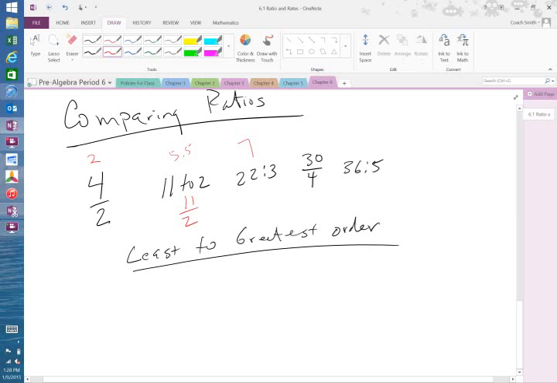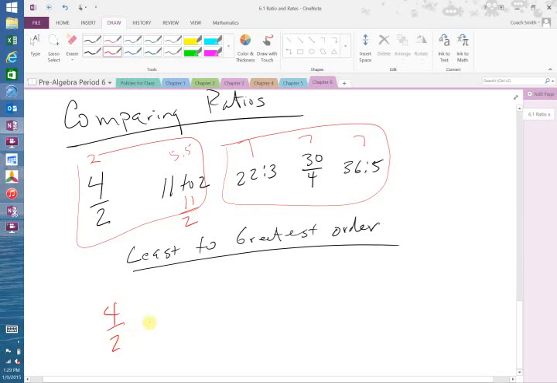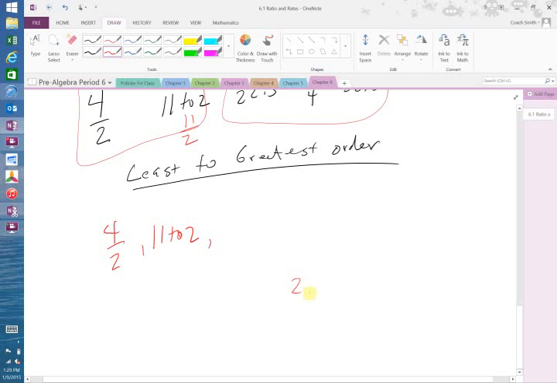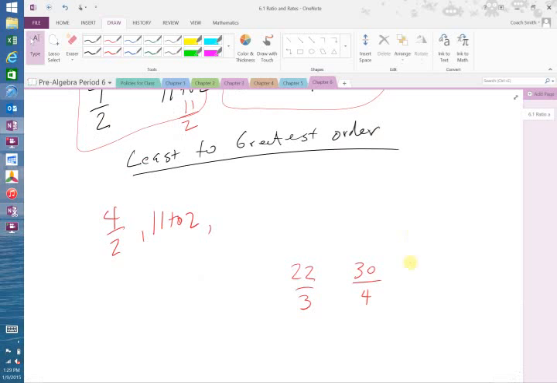4 goes into 30 how many times? 7. And 5 goes into 36 how many times? 7. So we know these 3 are going to be close together. We know these 2 are the smallest. So we can put 4 over 2 and 11 over 2. Now we've got to figure out these 3. So what we're going to do is we take 22 over 3, 30 over 4, and 36 over 5.